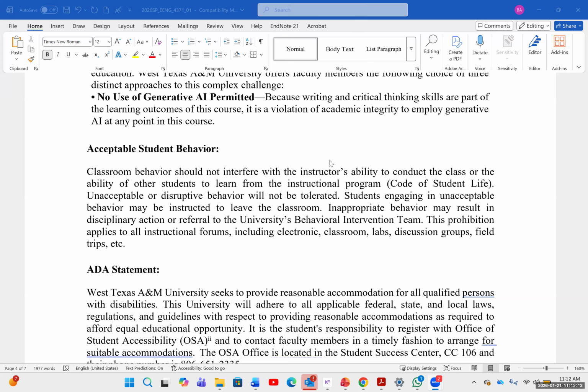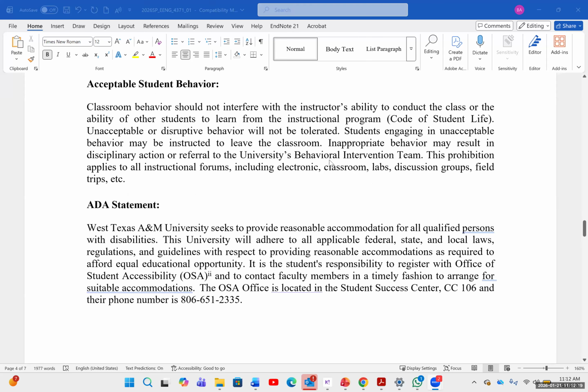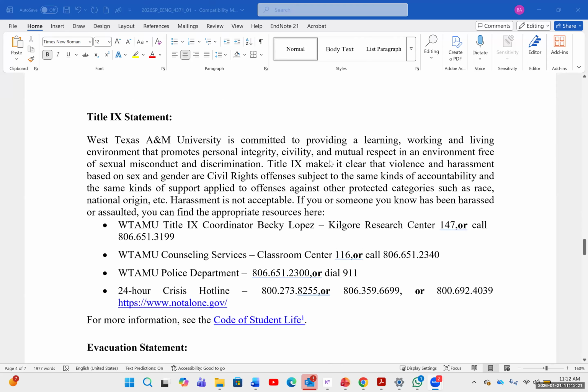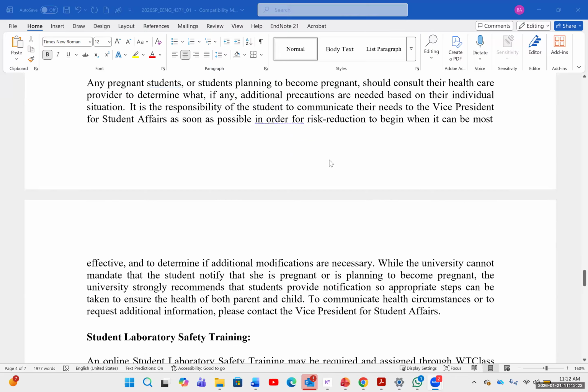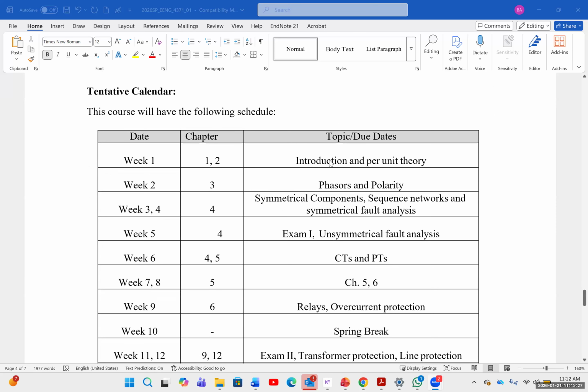Now, another thing, you already have these on your syllabus, so I would recommend that you read the statements. And let's go down to the tentative calendar.